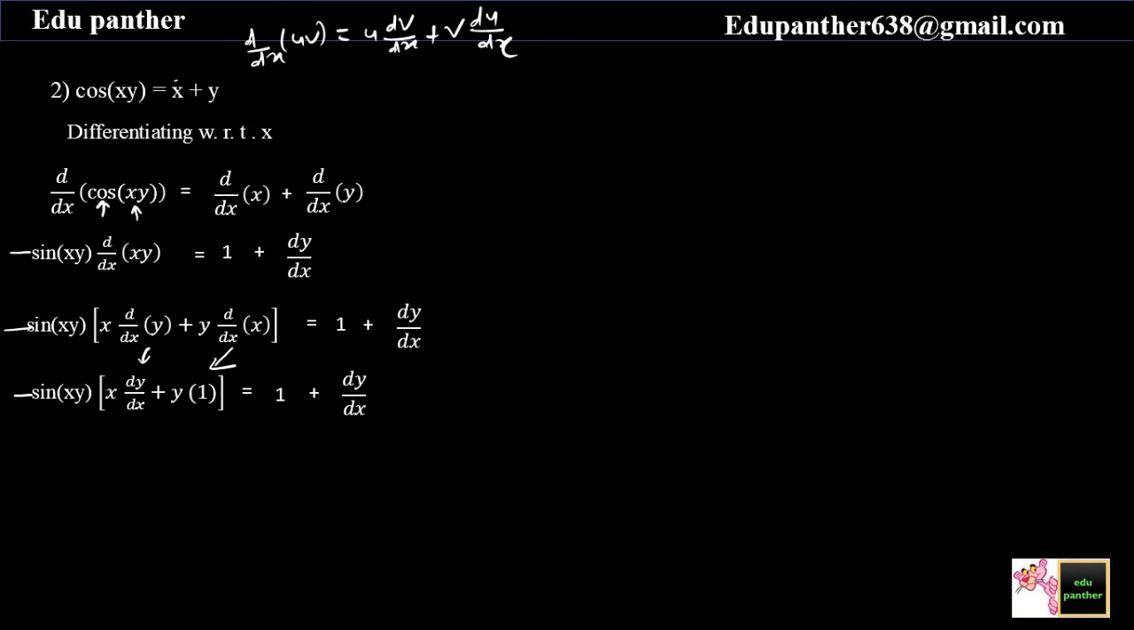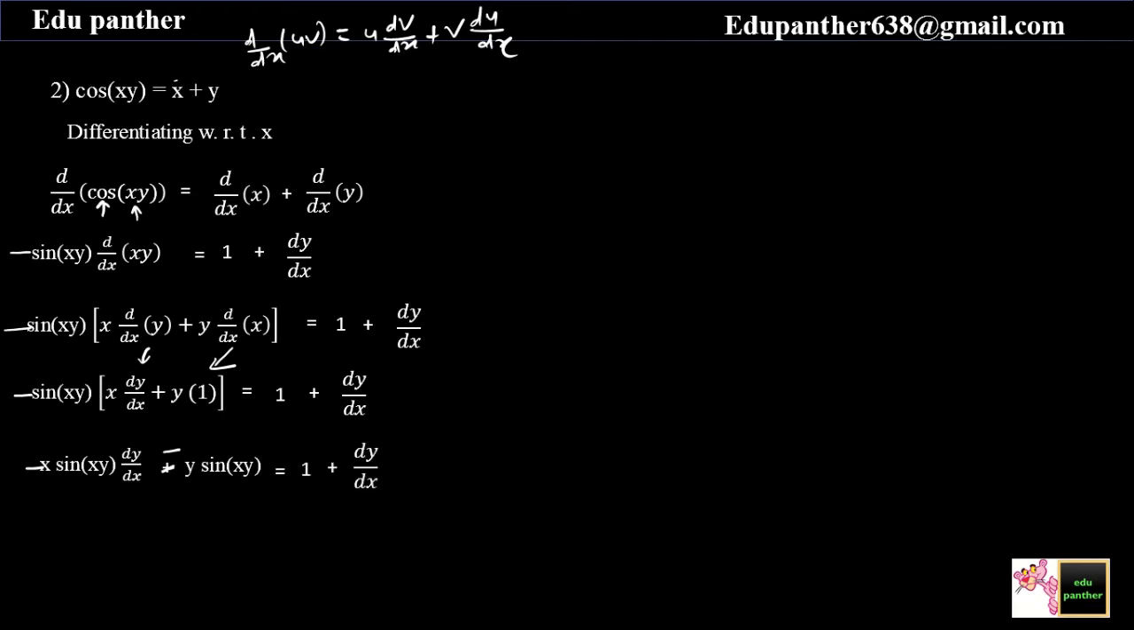Now what we have to find here? dy by dx. So what is our strategy? We'll take all the terms of dy by dx on the left hand side and the remaining terms on the right hand side. For that, first we multiply this minus sine xy into this bracket. The first term will be minus x sine of xy into dy by dx, and the next term, instead of plus, will become minus y into sine of xy. This is equal to 1 plus dy by dx.